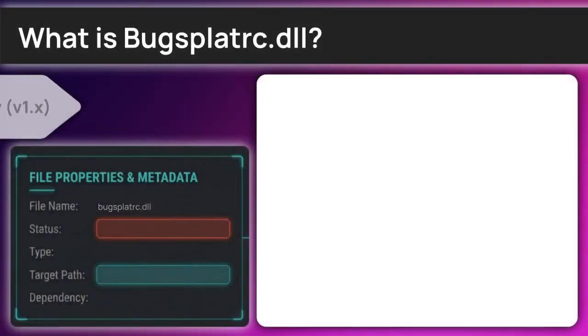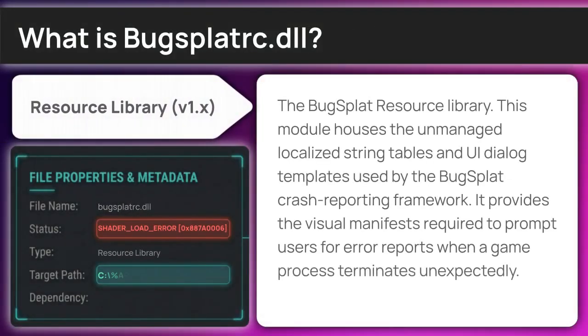This is the Bugsplatrc Library, the BugSplat Resource Library. This module houses the unmanaged localized string tables and UI dialog templates used by the BugSplat crash reporting framework. It provides the visual manifest required to prompt users for error reports when a game process terminates unexpectedly.